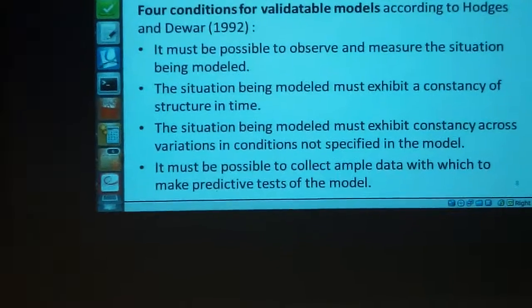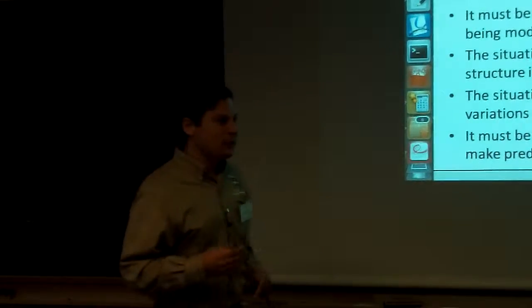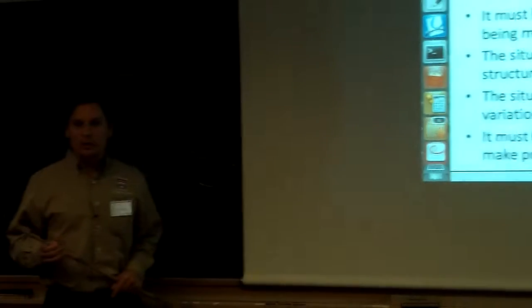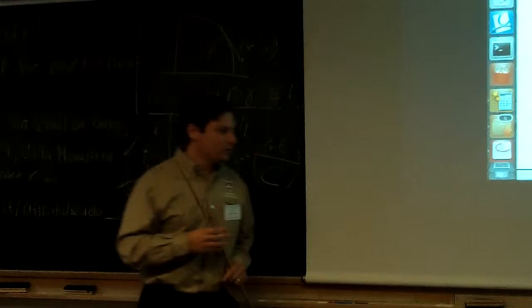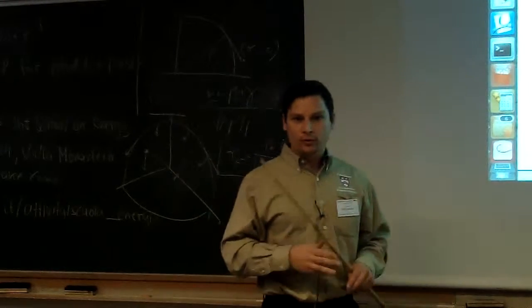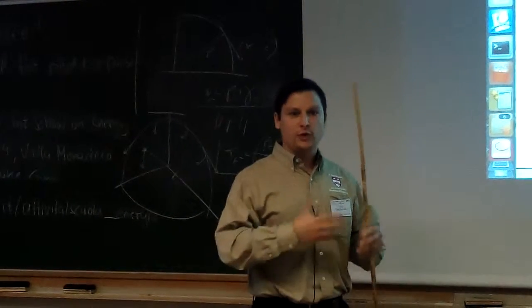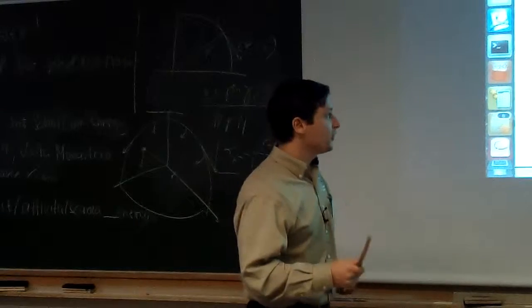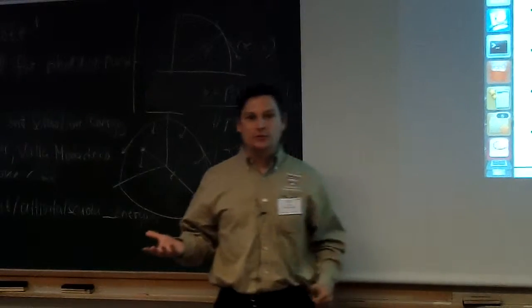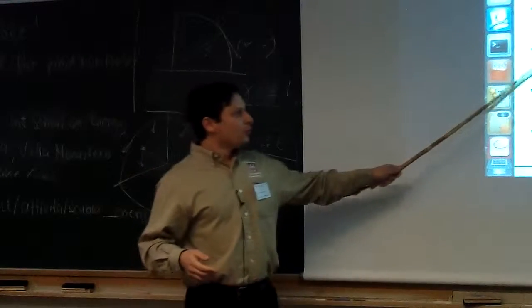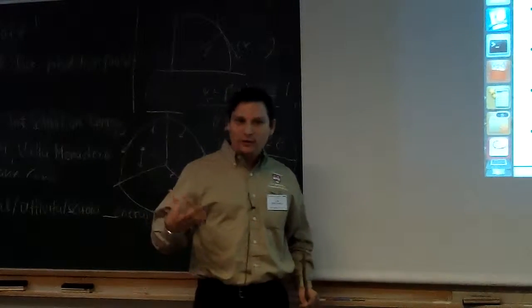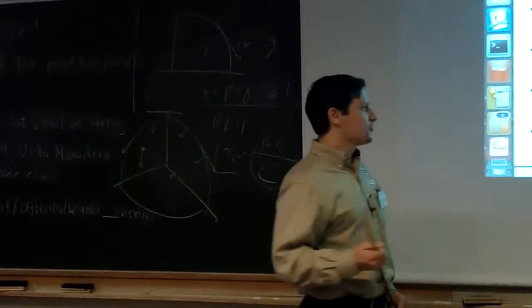Second, the situation being modeled must exhibit a constancy of structure and time. It kind of fails that condition as well because we have large changes in energy markets around the world. We have new conditions. For example, the OPEC oil embargo created a new set of conditions. In the US, we've had deregulation of electricity markets. These are things that I don't capture, and most modelers that I know can't capture. So the situation that we're trying to model doesn't exhibit a constancy of structure and time.